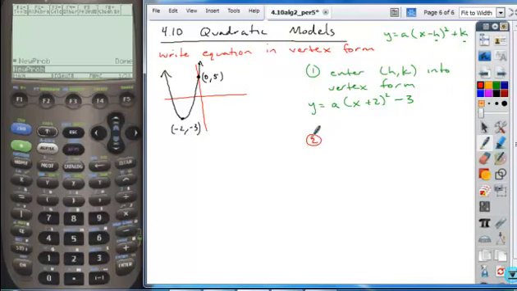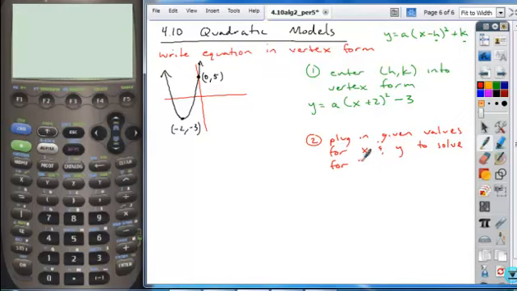Step 2, what you're going to do is you're now going to plug in the given values for x and y, and you're going to solve for a. Okay, so if I plug in what's my known x and y coordinate? 0 and 5, so I can plug in a 5 for y, leave a as it is, plug in a 0 for x, and solve.